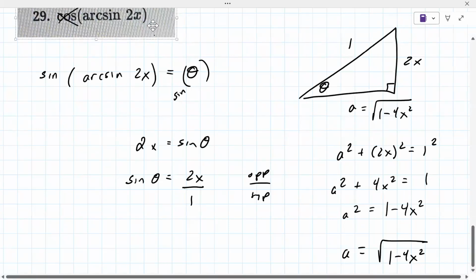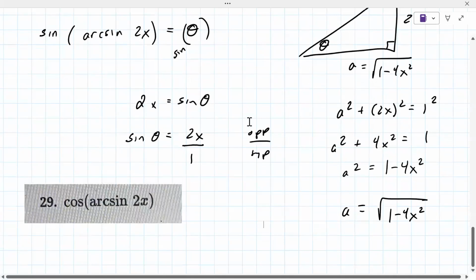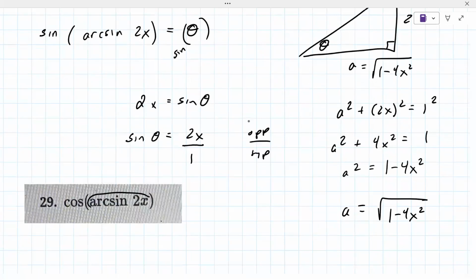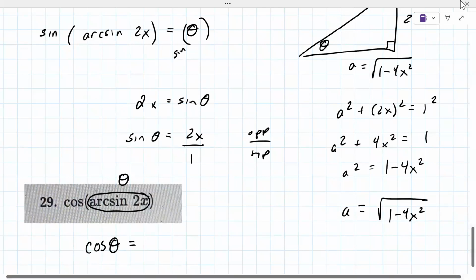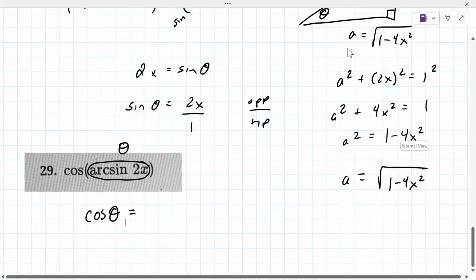Now you go back to the original. I didn't give you a full explanation, but what we really did is we made this part right here, arc sine of 2x, theta. So now you want the cosine of theta. The cosine of theta is the adjacent over the hypotenuse.